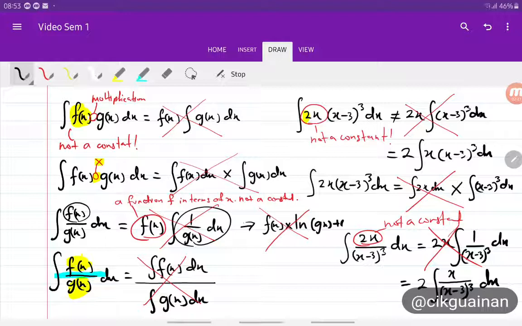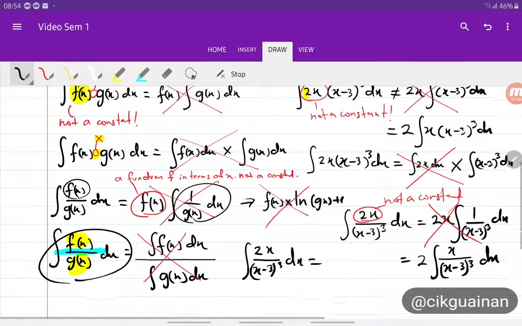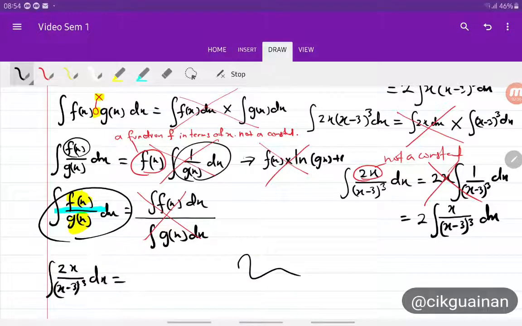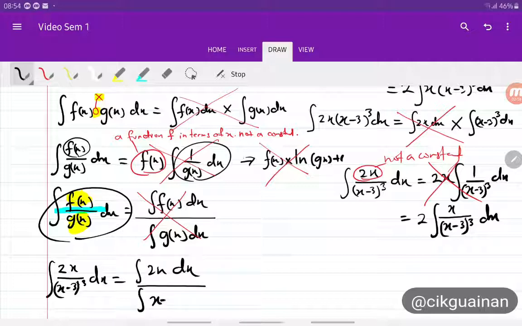Whether you can solve it or not is beyond the point of this video. Now, the last one, this one. What you will do is the integration of 2x over (x minus 3) to the power of cube with respect to x. I will do it down here, later you get confused. And then what you will do is you integrate 2x with respect to x over the integration of (x minus 3) to the power of 3 with respect to x. So it is not equal. Very wrong. This is very wrong.